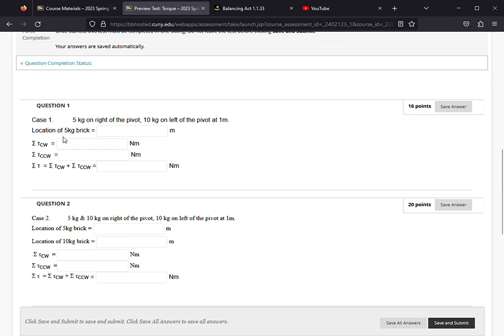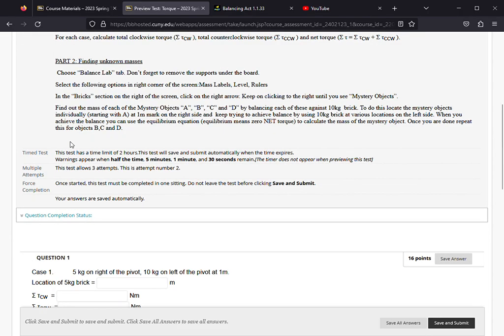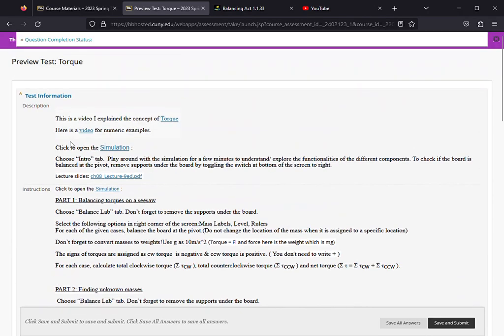Hi everyone, I want to show you how to use the simulation for the torque experiment. As some of you asked for help with how to use the simulation, I'm making this video for that. I hope it will help.